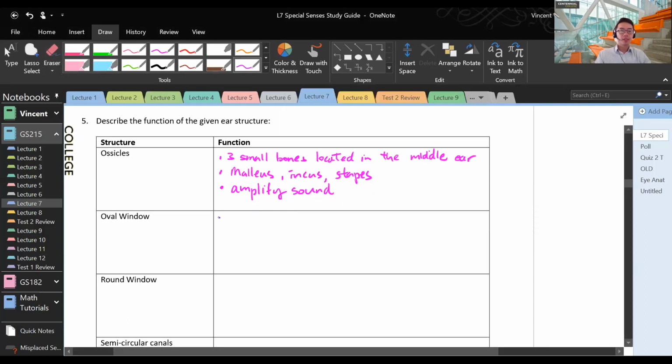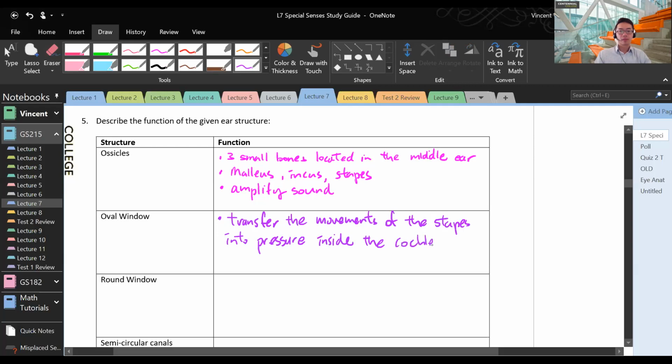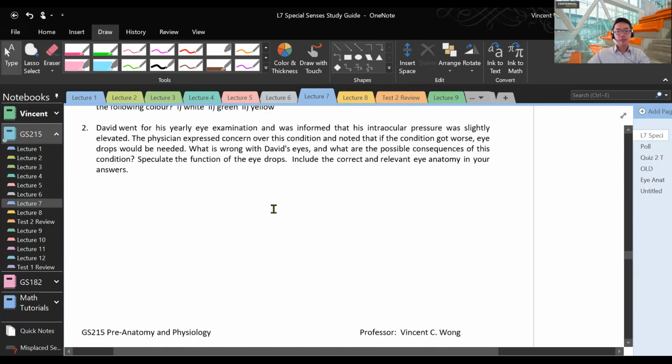The oval window will transfer the movements of the stapes, which is actually attached to the oval window, into pressure inside the cochlea. So let me just show you a quick picture. I'll come back to this if you still need to copy it.